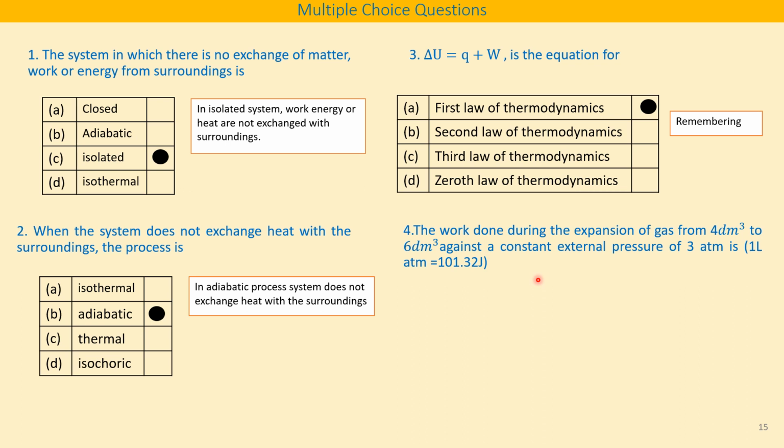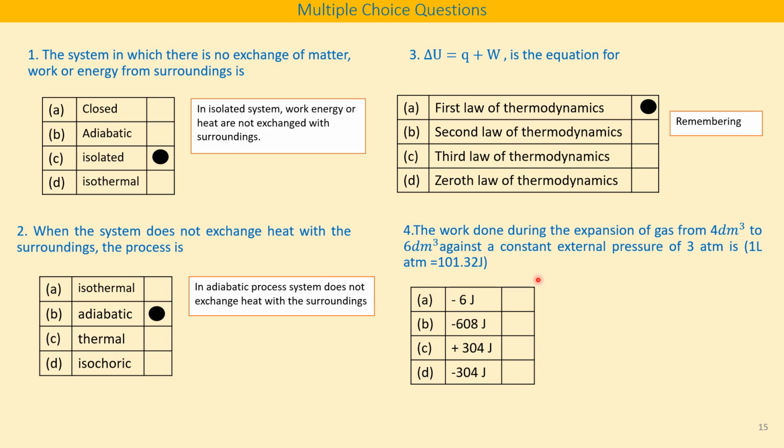Next question. The work done during expansion of a gas from 4 dm cube to 6 dm cube against a constant external pressure of 3 atm is, and given that 1 liter atm is equal to 101.32 joules. Four options are given. Please read all four options and mark your answer. I will give the correct answer. So we have to make some calculation and use the equation W is equal to minus Pex into Vf minus Vi, where W, Pex and Vf are the standard terms explained earlier. So substituting the values, we get the answer as approximately equal to minus 608. This is given as option B. Please mark it.